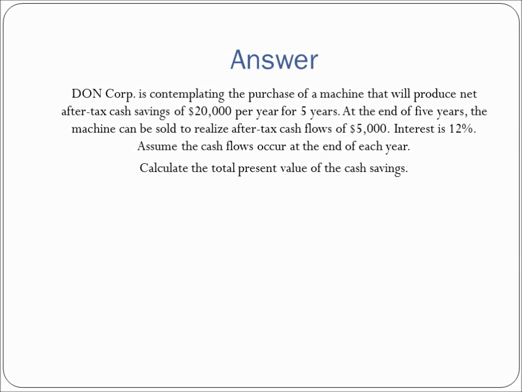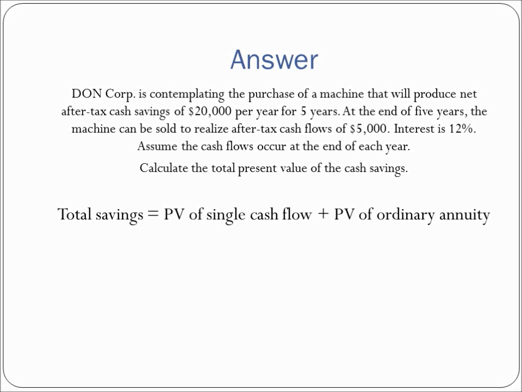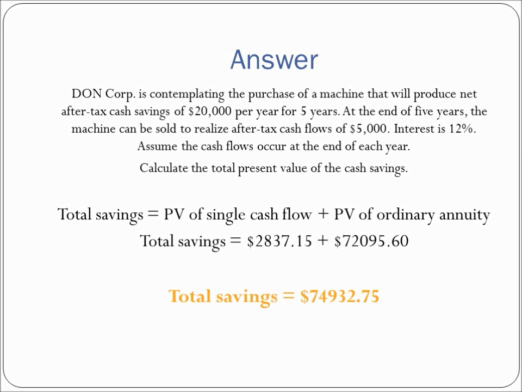Now that we have found the present value for both types of cash flows in this question, we're ready to find the total present value of the cash savings. Adding the two present values together, we find the total cash savings to be $74,932.75.